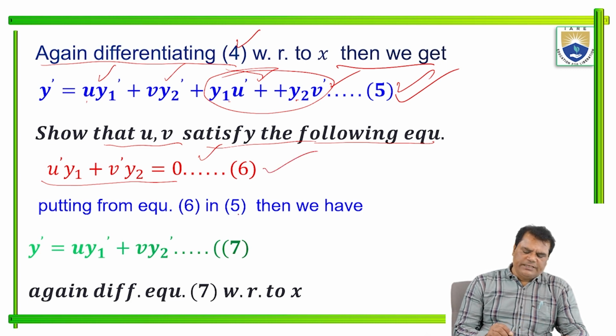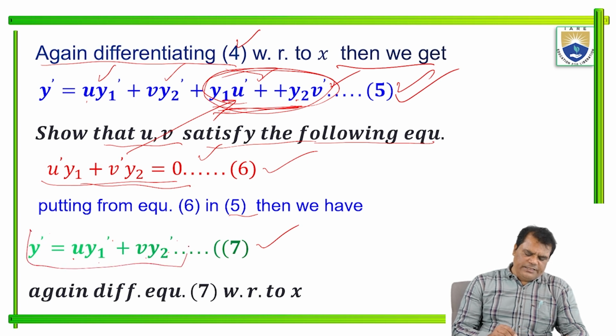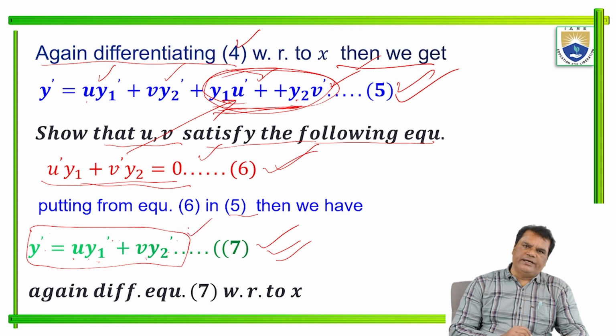Putting from equation 6 in 5, this result must be 0, so we get y dash equal to u y1 dash plus v y2 dash. This is equation 7. This result must be 0 because u and v satisfy the following equation. After putting equation 6 in 5, we get equation 7: y dash equal to u y1 dash plus v y2 dash.